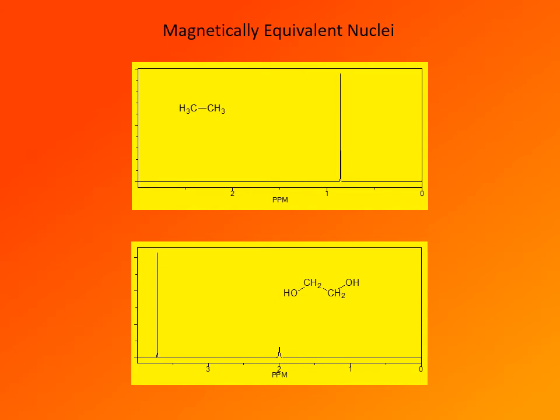Splitting due to OH group could be observed, but it requires special technique and special conditions, and we will not be covering that in this course. So you should always assume that OH group does not cause splitting. And in this case, of course, two CH2 groups are identical, so no splitting. So be aware of it, because sometimes spectrum appears simpler than you would expect because there is no splitting due to magnetically equivalent nuclei.